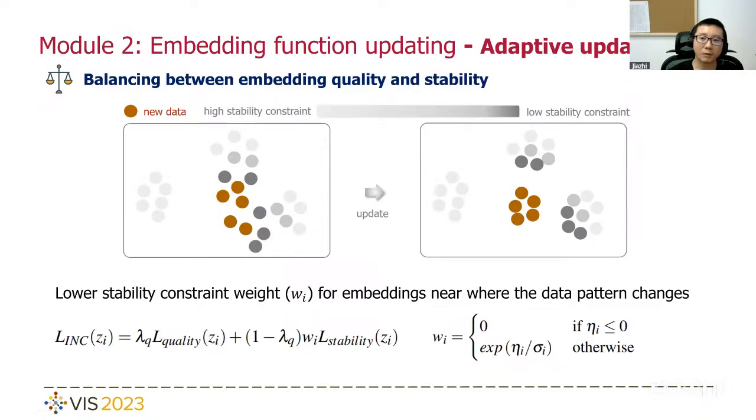There is a trade-off between the embedding quality and the stability. To get a good balance, we introduce an adaptive stability weight to update embeddings when data patterns change and keep embeddings otherwise.